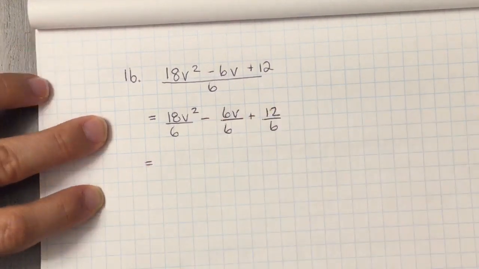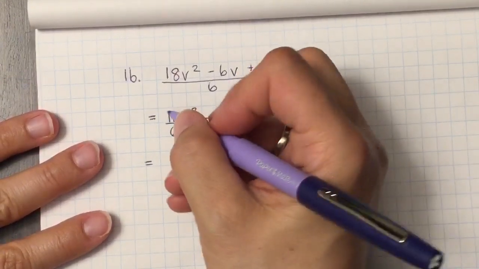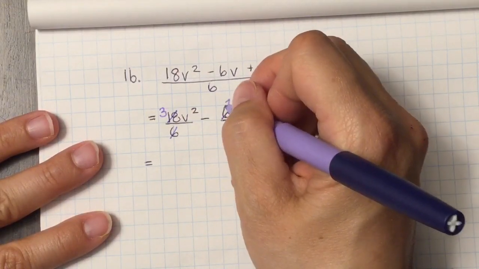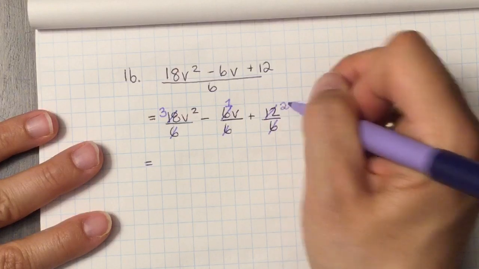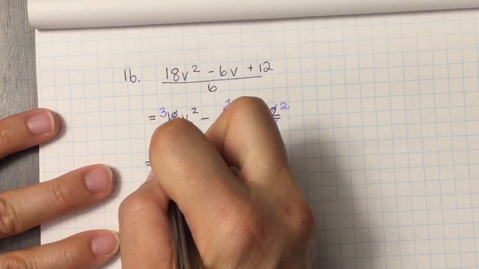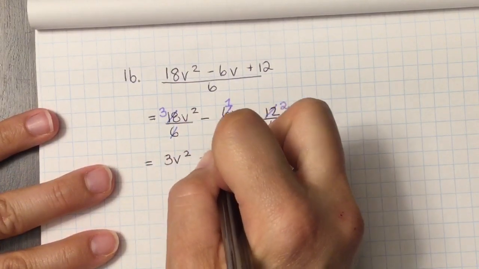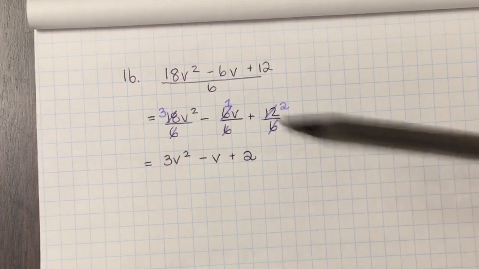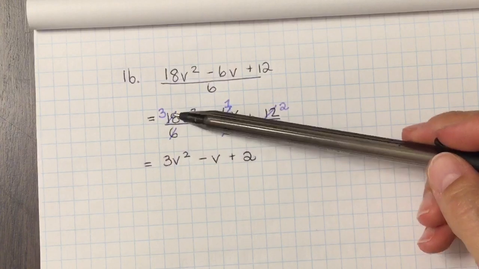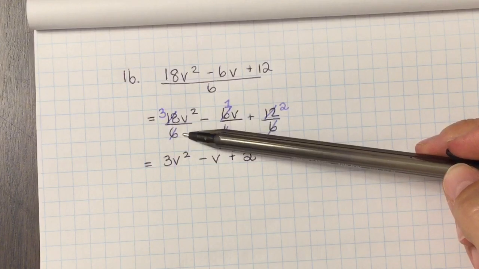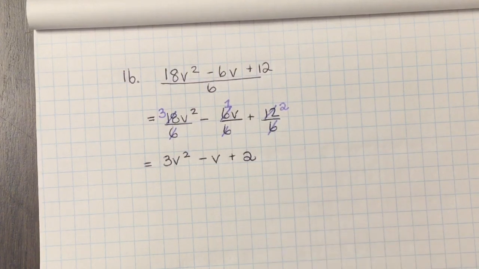Okay, so now I can simplify. 18 divided by 6, or 6 goes into 18 3 times. 6 divided by 6 is 1, and 12 divided by 6 is 2. Okay, so what do I have left? I have 3v squared minus v plus 2. In your notebook, I know it goes through a few more steps, and that's just trying to help you see that you really are dividing your numbers together, and your term stays the same. Right now we're not dividing by a variable, but that is coming.